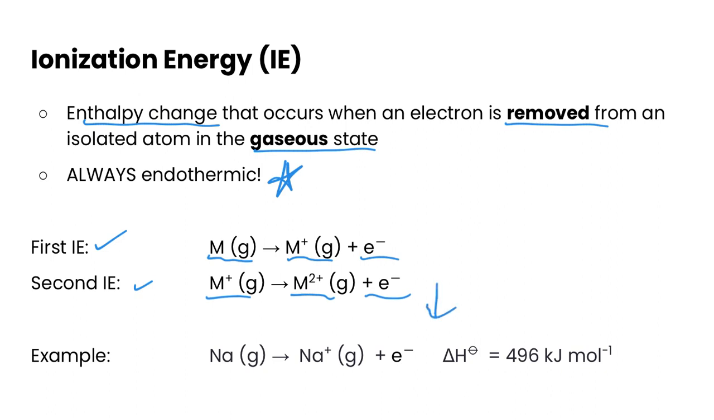So an example might be if we're taking sodium in the gaseous state. So this is from maybe atomizing sodium and forming sodium ions and an electron. So this has a delta H of plus 496 kilojoules per mole.